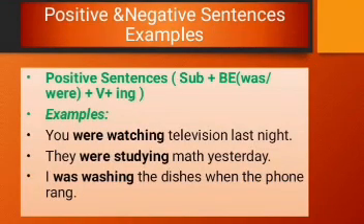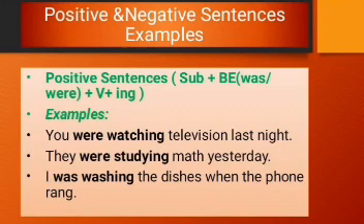Now let's talk about the positive and negative sentence examples, and first the positive sentence examples. As we know, we have the subject, then the helping verb was or were, then the first form of verb plus ing along with our object. So the first example is: you were watching television last night.